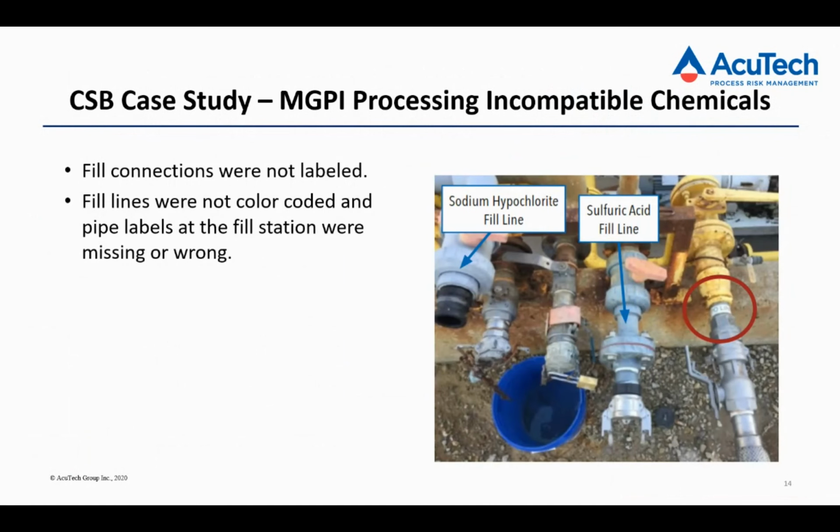The connections were not labeled well. That red circle shows the label on the propylene oxide line. It was very small. And even some pipe markers were missing or wrong. In fact, the sulfuric acid line going from the unloading station to the sulfuric acid tank was actually labeled as a hydrochloric acid line. So that was wrong. There was no color coding on the lines really to help you either. So those were all issues right there at the unloading spot.